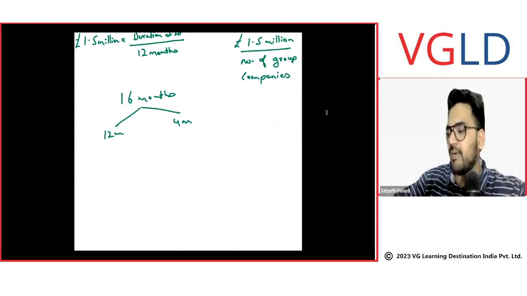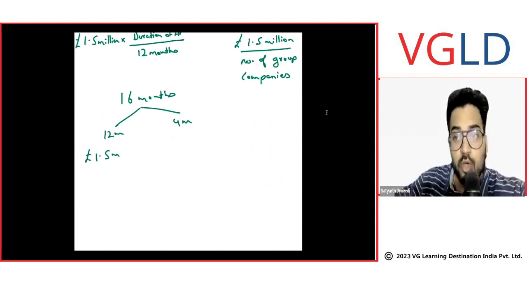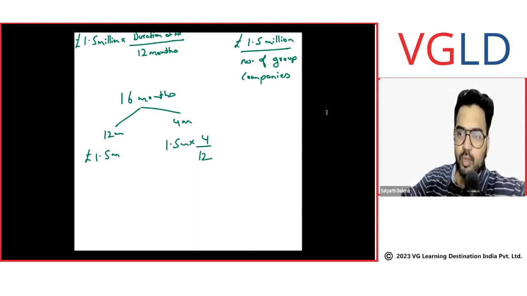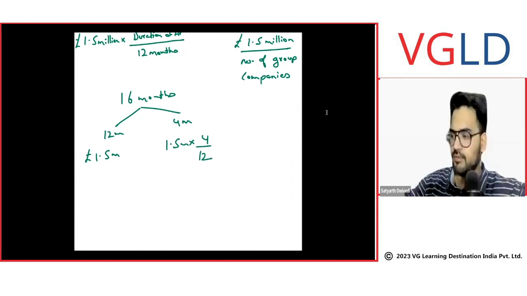So for 12 months, my threshold is 1.5 million only. For 4 months, what is my threshold? 1.5 million into 4 by 12. Okay. For longer AP. Yes, Munna, you're absolutely right. Okay.